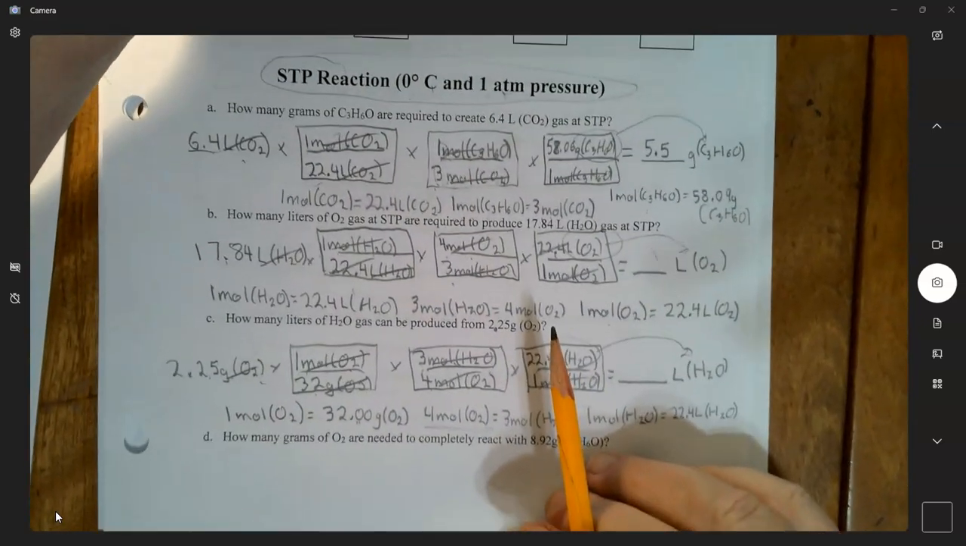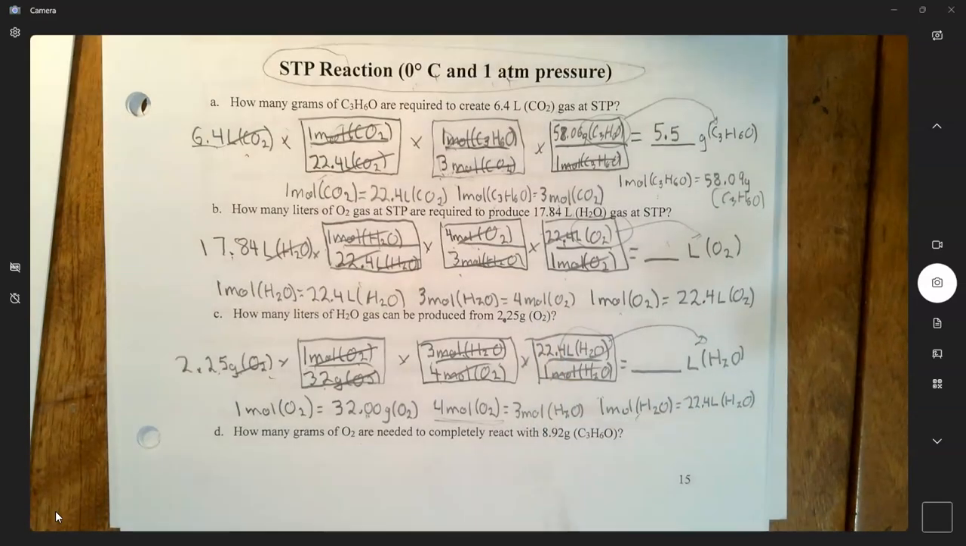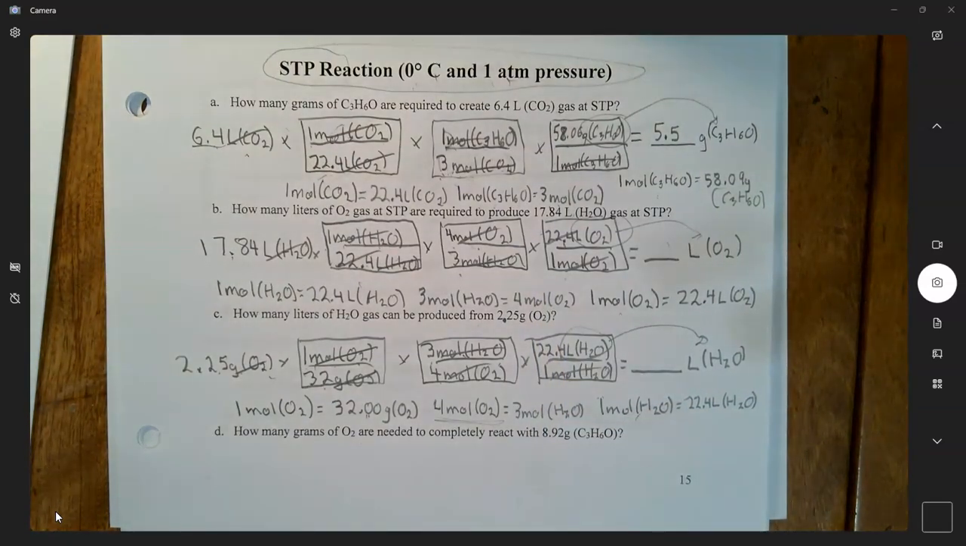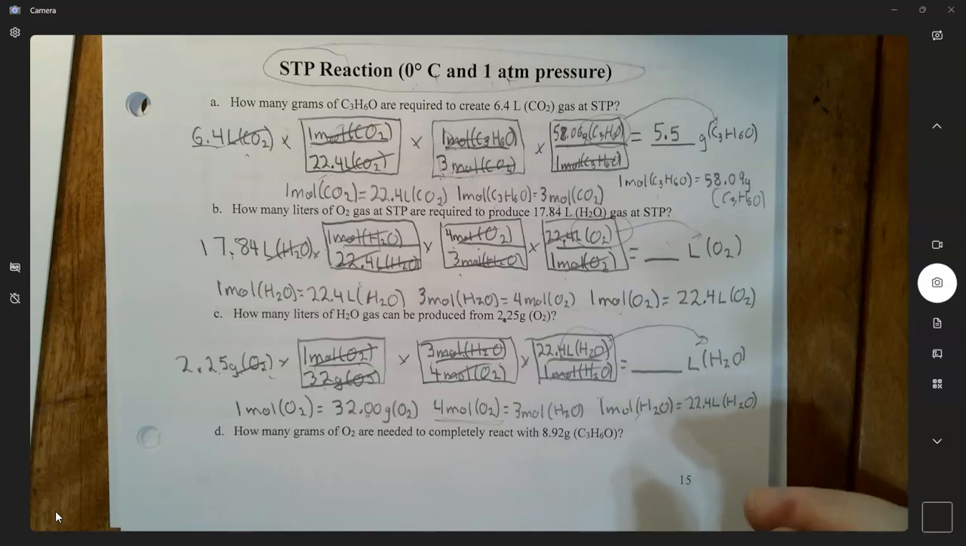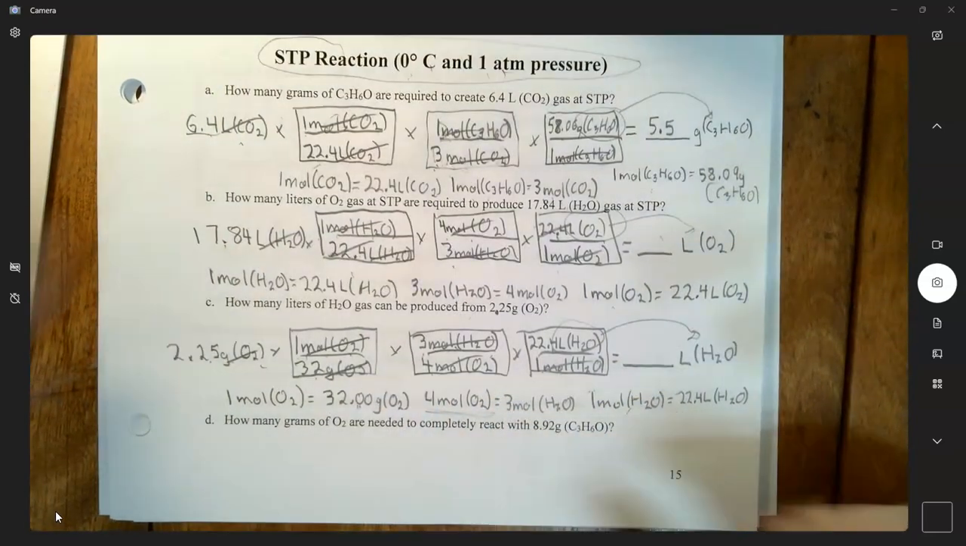Be sure you know how to do these. This is many points on the AP exam. Being able to do stoichiometry, and knowing how to organize them and set them up, is really the most important thing. All right?